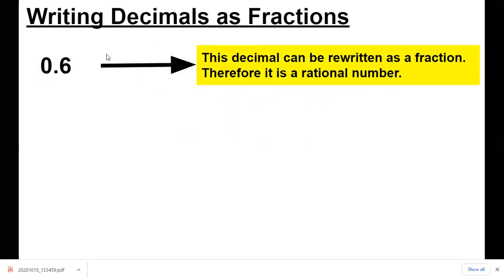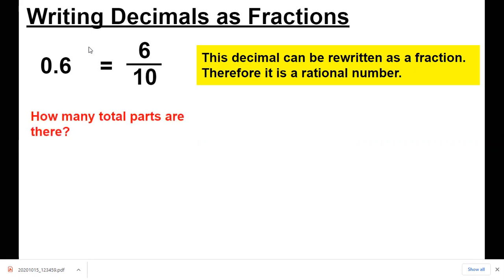This decimal can be rewritten as a fraction. Therefore, it is also a rational number. Decimals are rational numbers. Any number that can be written as a fraction is a rational number. So we have 6/10. We said it out loud, 6/10, and then we put the 10 on the bottom and the 6 on the top.